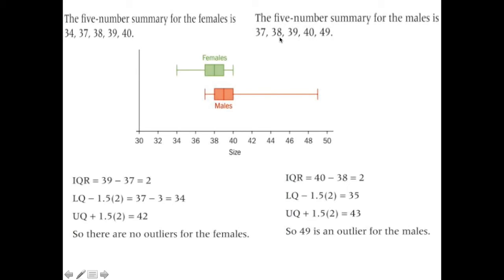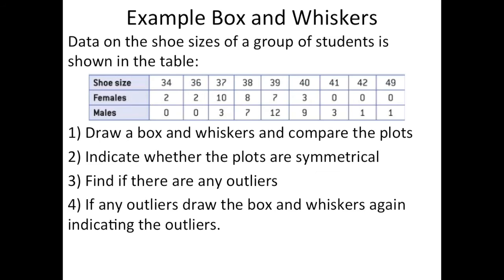All right, for the males, there are 36 males. If I add all of these, there's a total of 36. I have to do 36 plus 1, 37, divided by 4, 9.25. And so I would have to take positions 9 and 10. Position 9 and 10 lie right here because 3 plus 7 is 10. So positions 4, 5, 6, 7, 8, 9, and 10 lie at the 38. Okay, so 38 would be my Q1.